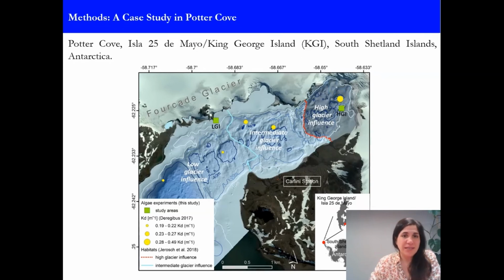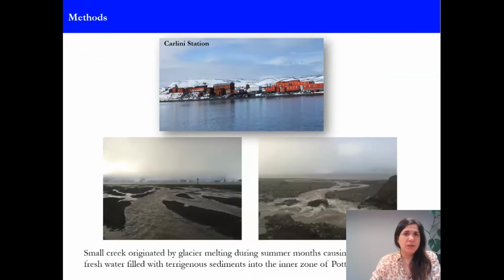So in this habitat, we selected two areas, which is the low glacial influence area and the high glacial influence area to do our studies. So in the coast of Potter Cove, it displays Carlini Station.